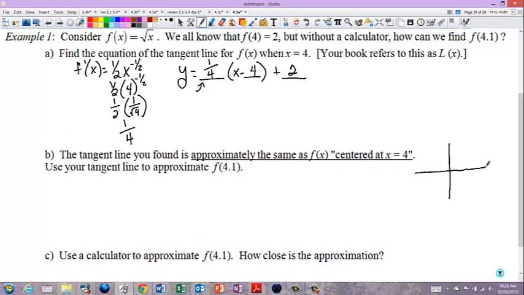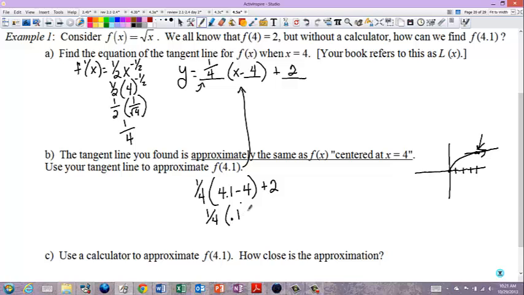Well, if you think about it, the square root graph looks like this at 1, 2, 3, 4. If we drew a tangent line, it would be about like that. It is going to be exactly the same at 4. So at 4.1, it's just a little bit off right there. So all we would do is take 4.1 and fill it in where the x is. So it's 1/4 times 4.1 minus 4 plus 2. So that's a half. Caught that mistake pretty quickly. 1/4 times 0.1 plus 2.